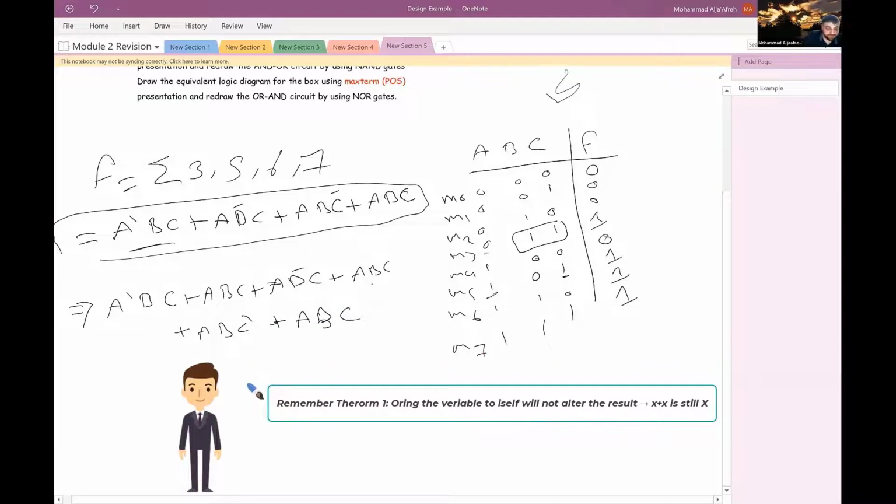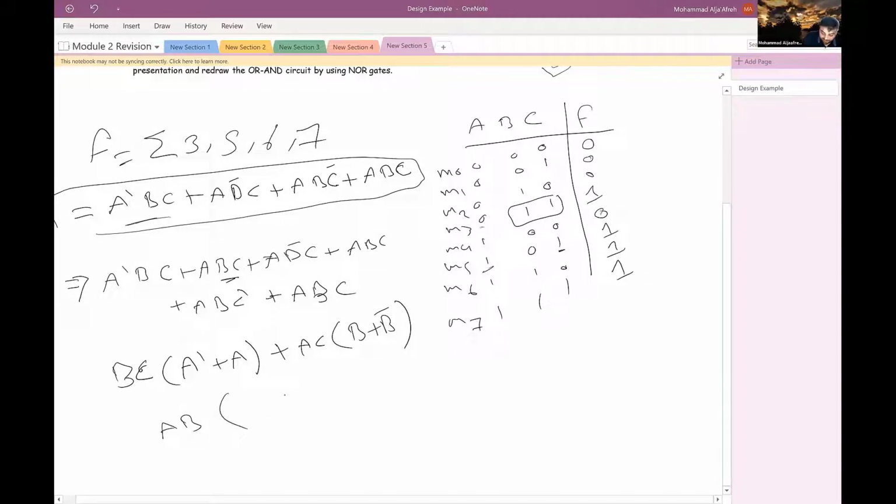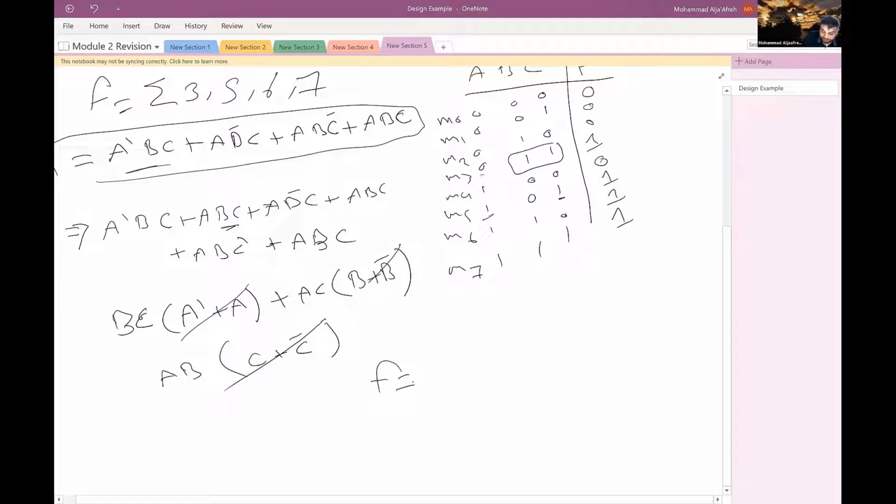Because I want to take the common factor. So what I have to do here, I can take BC as a common factor, and this will give me A prime plus A. And for these two, I can take AC as the common factor, and this will give me B plus B prime. Okay, and for the last one, I can take AB as the common factor, and this will give me C plus C prime. That can be deleted, and that can be deleted. Okay, so that function F can be rewritten as AB plus AC plus BC.